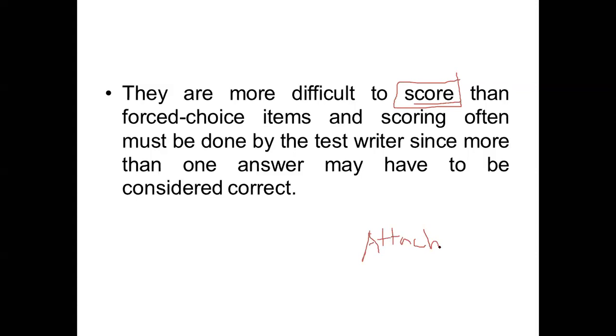When you talk about first choice score items, you can look at other items such as multiple choice, okay? So these are a little bit higher in order, so they are more difficult to score. So scoring often must be done by the test writer, okay? Since more than one answer may have to be considered to be a correct answer, okay?